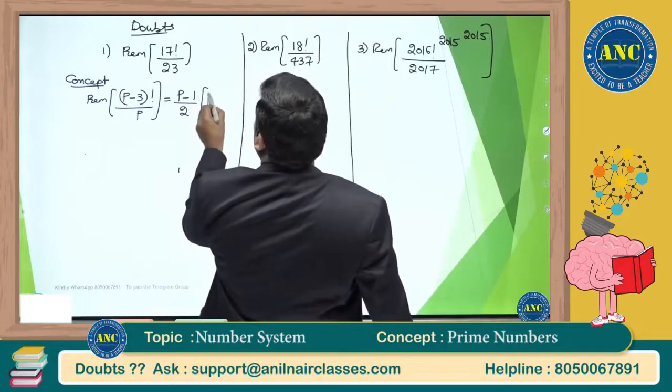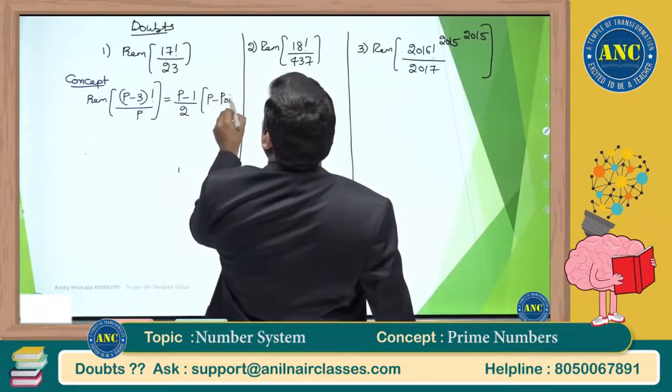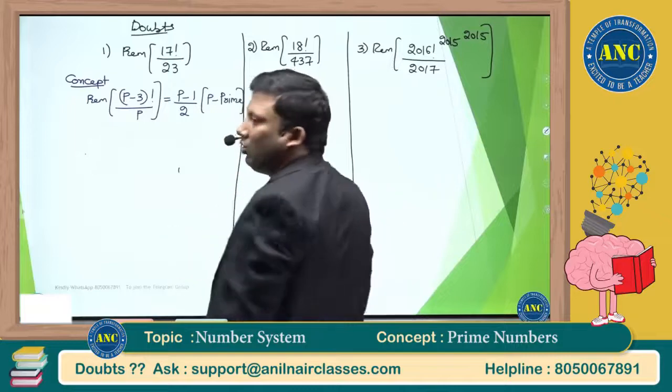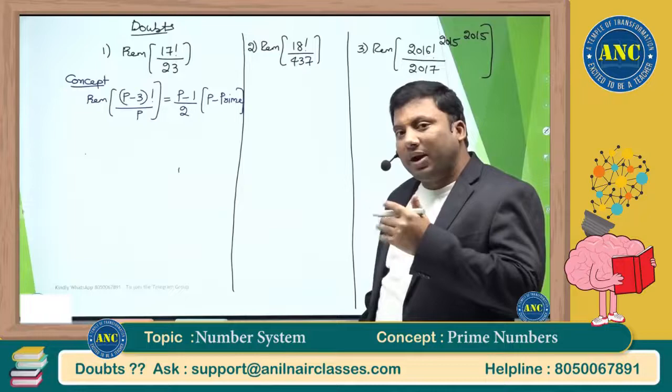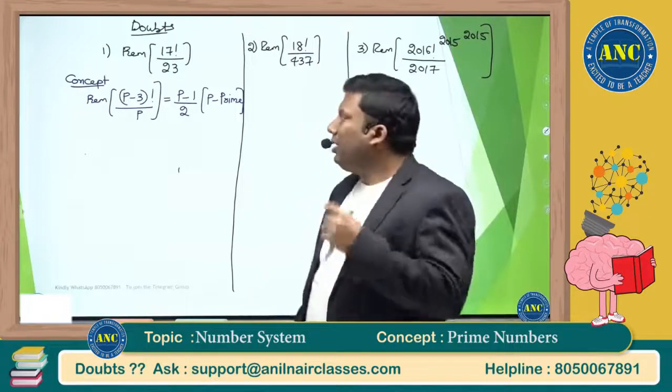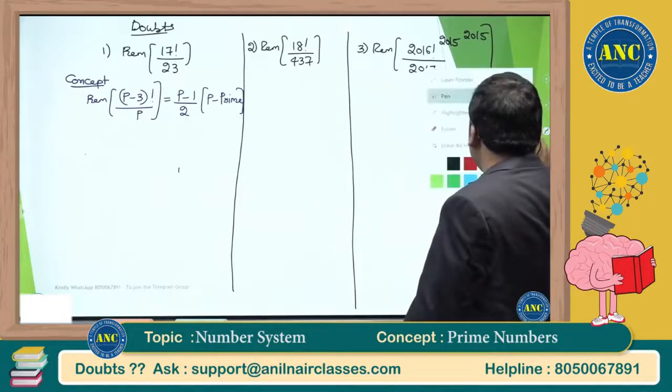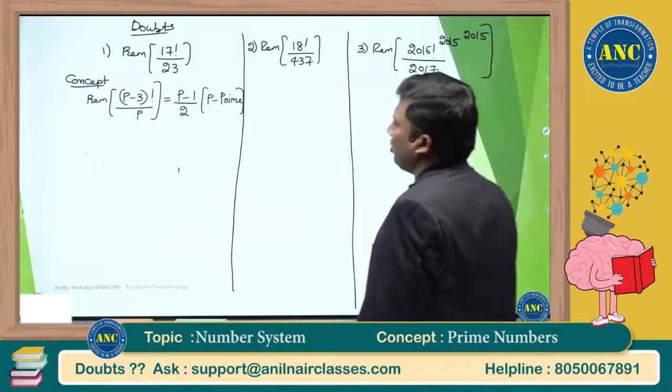(p minus 1)/2 when p is a prime number. (p minus 3) factorial divided by p gives (p minus 1)/2 when p is prime. We will use this concept to solve this question in fewer steps. Now see how I am solving this question.